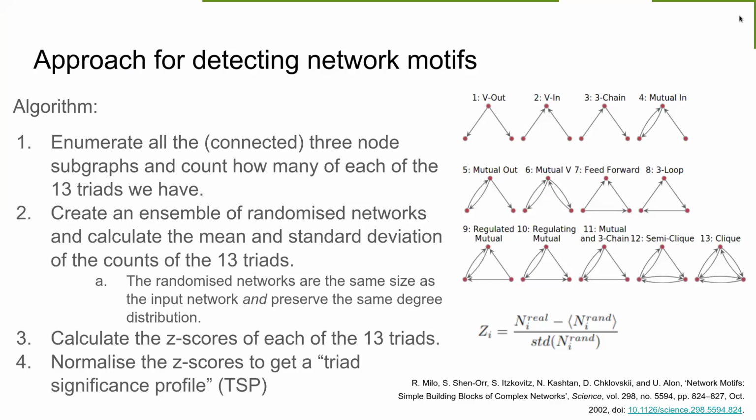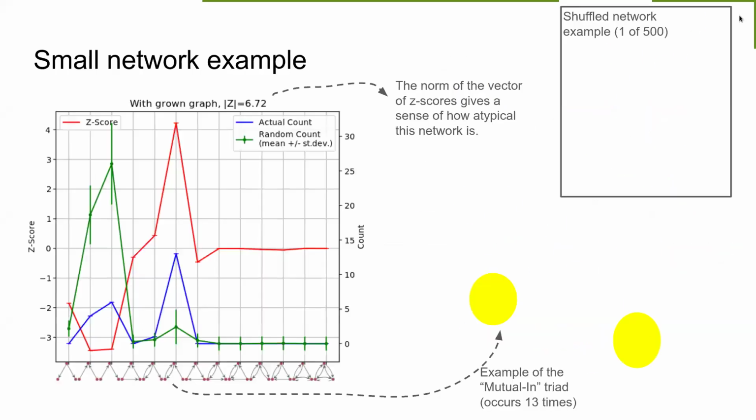So you count how many of each of these you have in your observed network, and then you create a whole bunch of randomized networks, which importantly all have the same degree distribution, so it's a fair comparison. And you calculate the z-score of your observed network motifs versus the ensemble of randomized ones. So how many standard deviations away from the mean. And then you can normalize that vector of 13 z-scores to get what they call the triad significance profile, which can characterize the network.